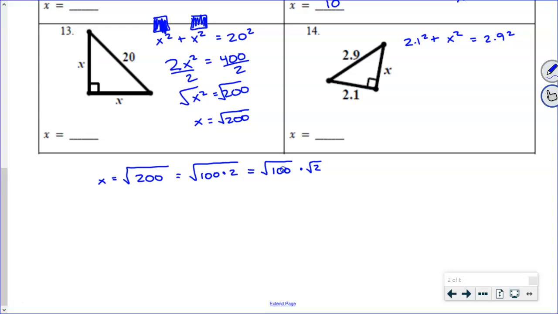What's the square root of 100? 10. Square root of 2. Can we do anything with that? Nope. So 10 times the square root of 2, or 10 square roots of 2.